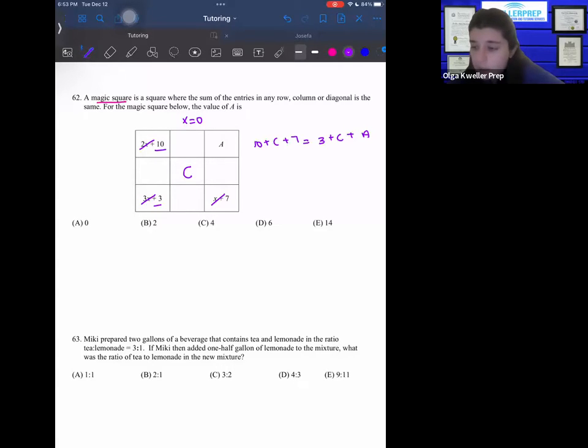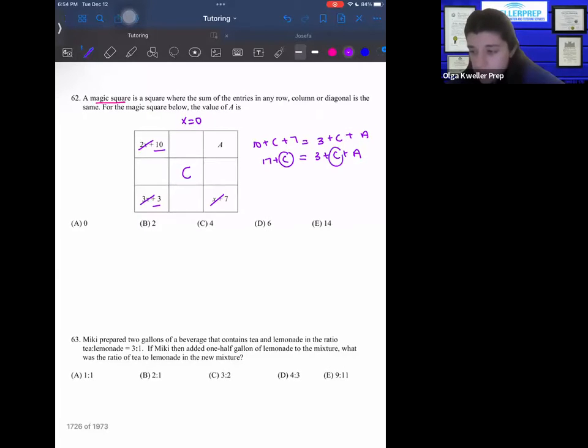So here we have 17 plus c, and here we just have 3 plus c plus a. So the c has to be the same, right? So the only thing that's left is the a, which means that a must be 14. Now that's if x is 0.